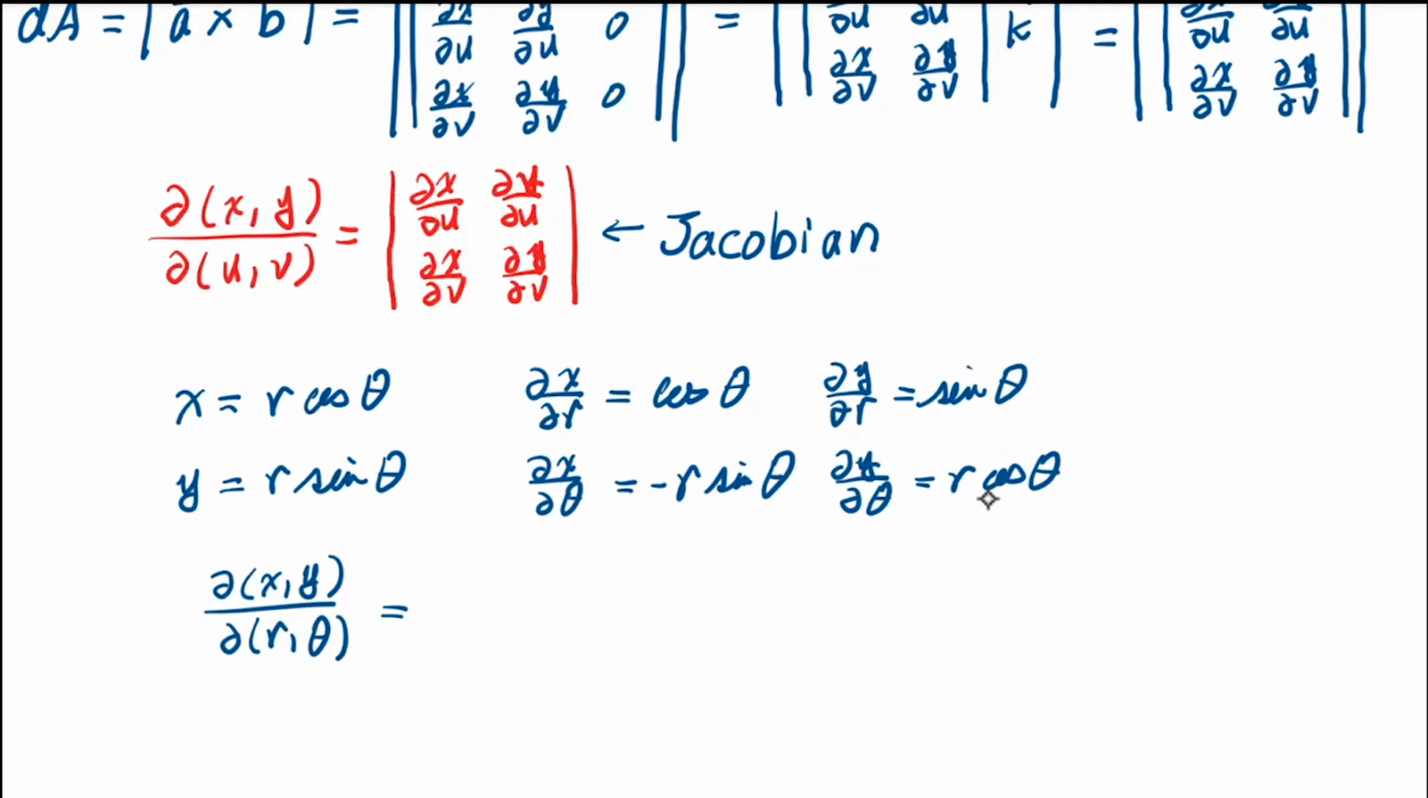Are you there yet? This minus this, isn't it? So we have r cosine squared theta minus negative r sine squared theta. Bang! Your r. Remember that r? So it's true. It works.